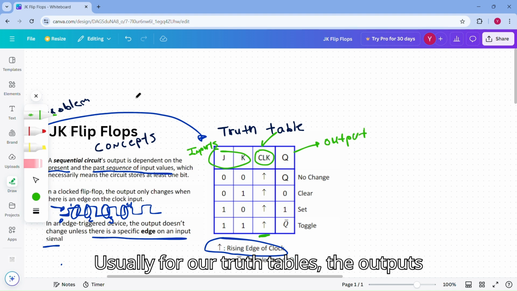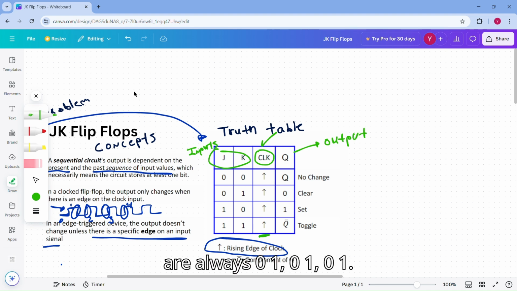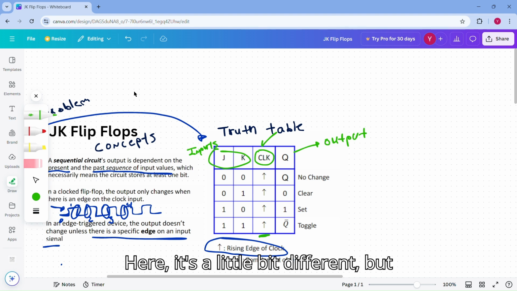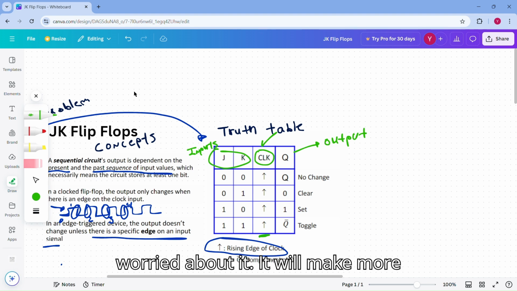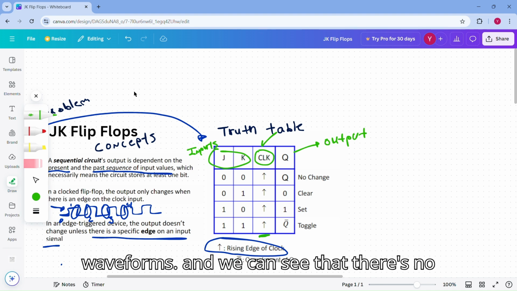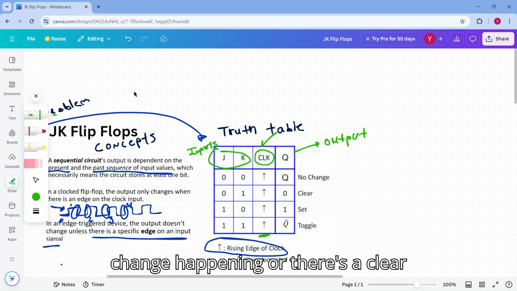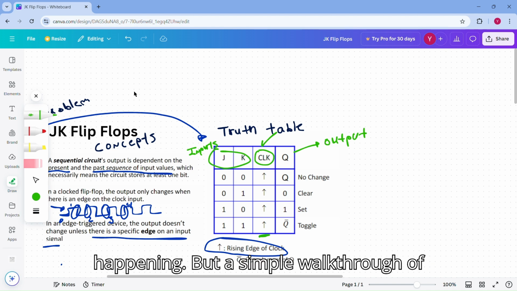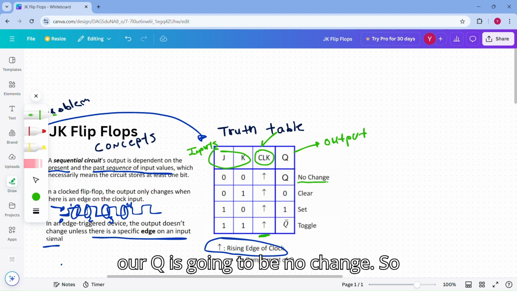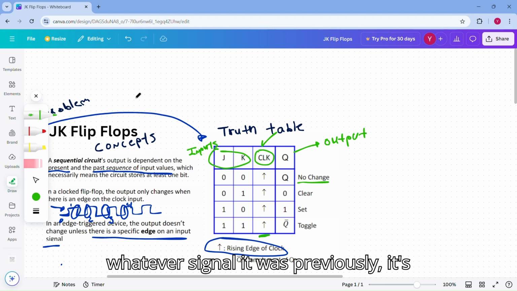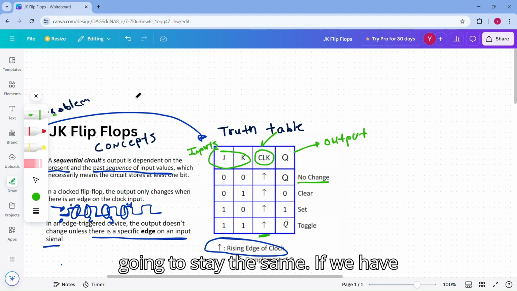Usually for our truth tables, the outputs are always 0, 1, 0, 1, 0, 1. Here, it's a little bit different, but that's okay. We don't have to be too worried about it. It'll make more sense when we do the simulation waveforms and we can see that there's no change happening or there's a clear happening. But a simple walkthrough of them: when 0, 0 is our inputs, our Q is going to be no change.